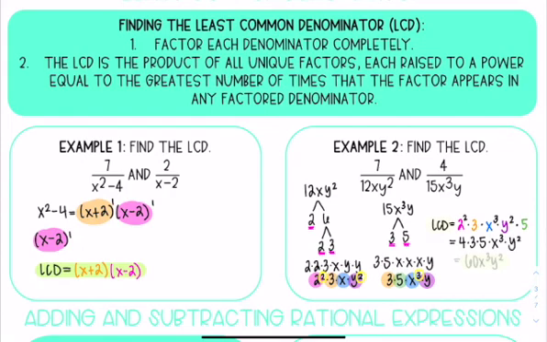And so now we just want to multiply the numbers together. We have 4 times 3, which is 12, and 12 times 5 is 60. So our LCD is 60x cubed y squared.